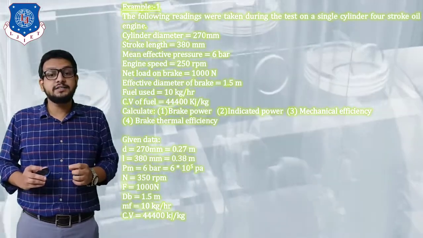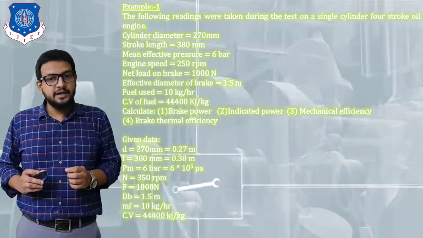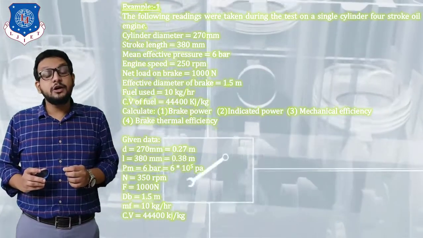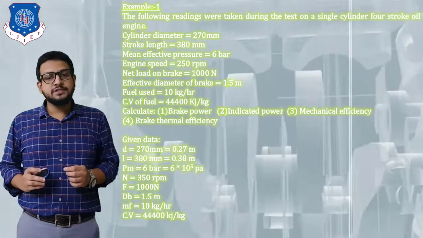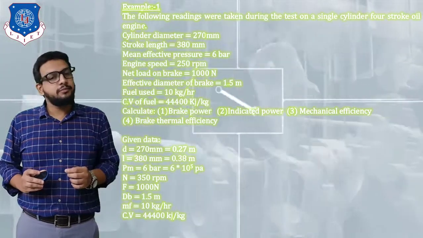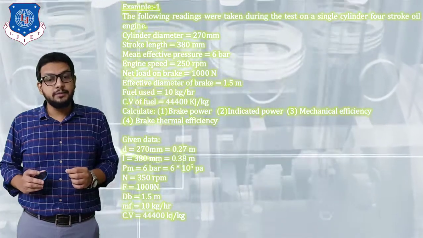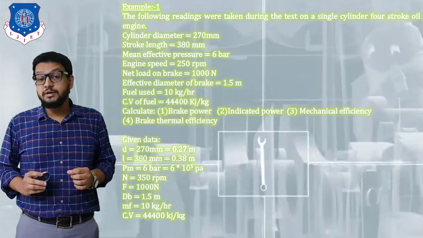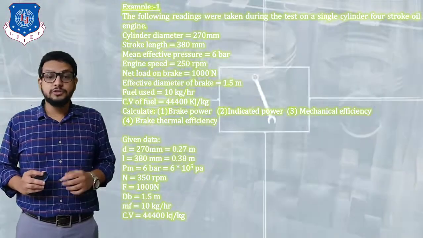As you can see, the data is already written: small d is 0.27 meter, L is 0.38 meter. Then PIM, mean effective pressure, converting it into Pascal. We know that 1 bar is equal to 10 raised to 5 Pascal, so we can write 6 into 10 raised to 5 Pascal. Capital N is equal to 350 rpm, as I told. F is equal to 1000 Newton. Then dB, that is brake rope diameter, 1.5. MF, that is mass of fuel, 10 kg per hour is supplied. And CV is given as 44,000 kilojoule per kg.